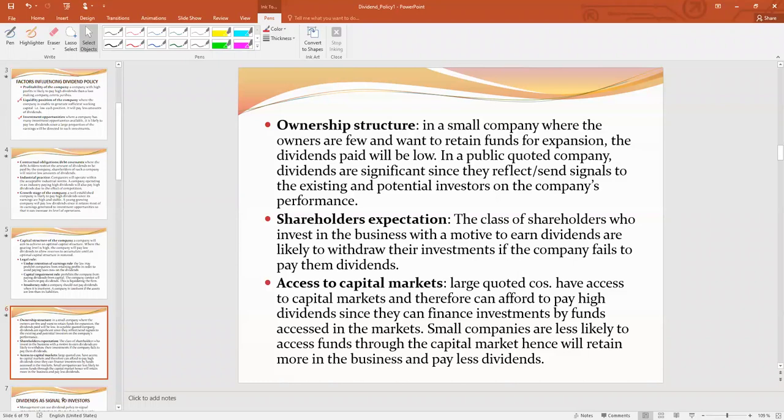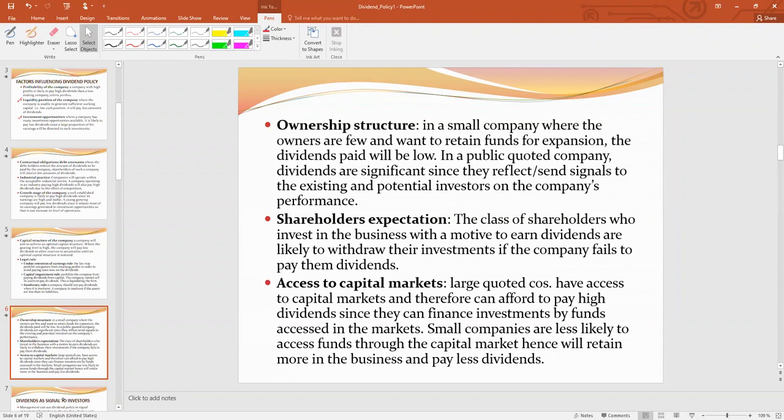But if the firm is a PLC, a public listed company with very diverse shareholders with diverse needs, you may have the company paying dividends for those shareholders. So who are the owners? Is it a family business? Is it a PLC?